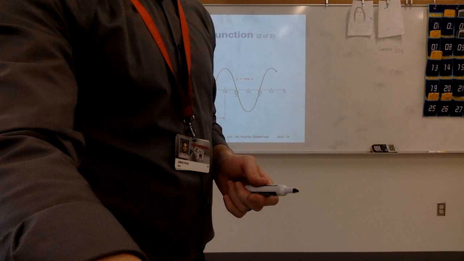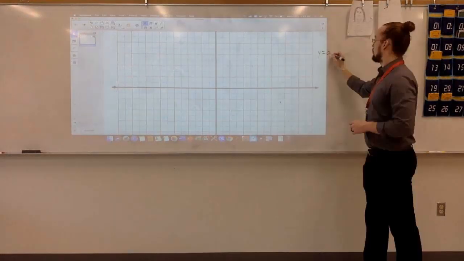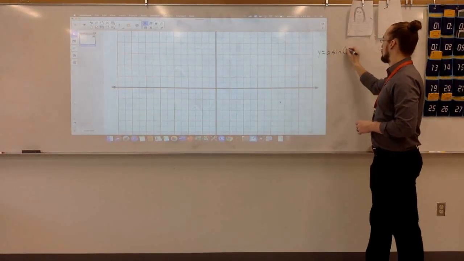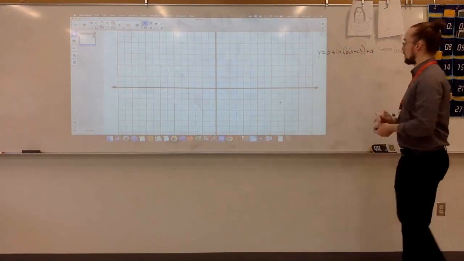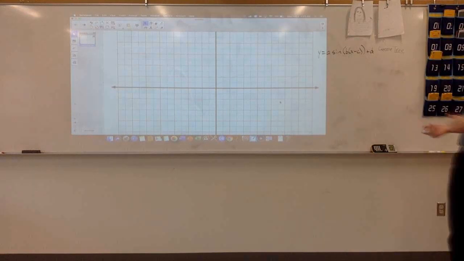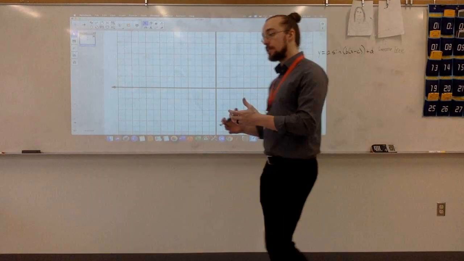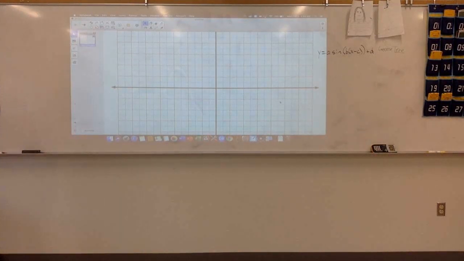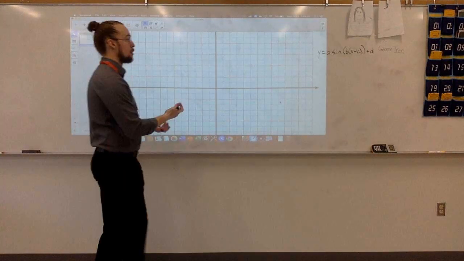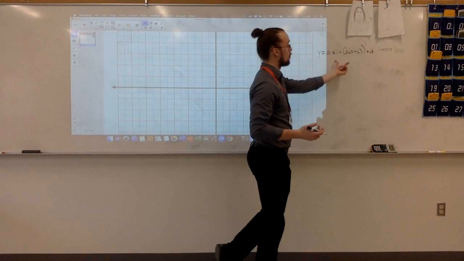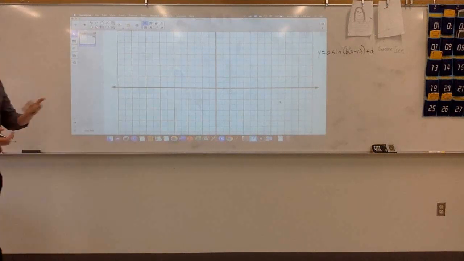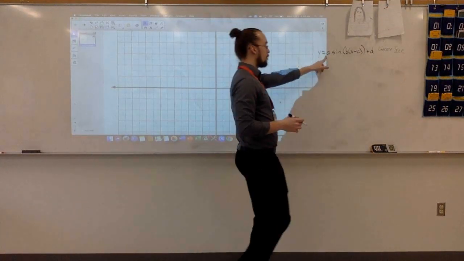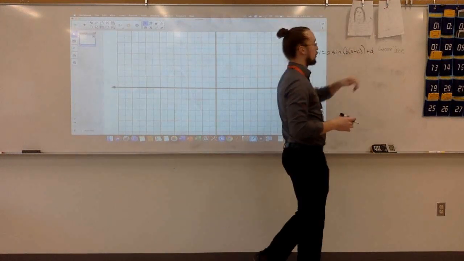By the end of that activity, you built something like this: y equals A times the sine of B times x minus C, plus D. Or the same thing for cosine: y equals A times cosine of B times x minus C, plus D. So each of these 4 values shifts the curve in a specific way.